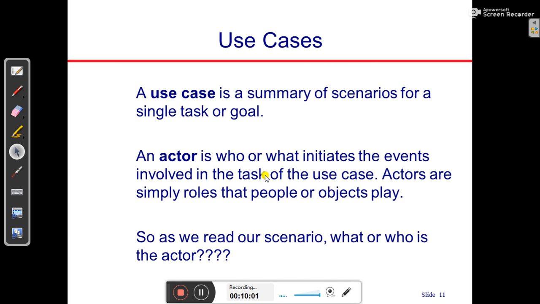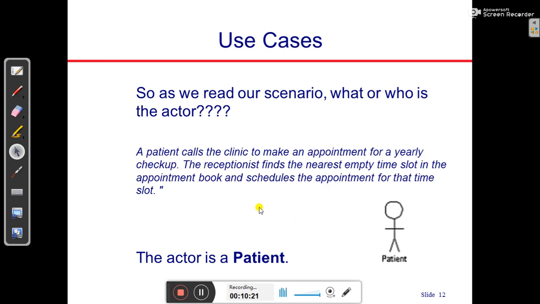A use case is a summary of scenarios for a single task or goal. An actor is who or what initiates the events involved in the task of the use case. Actors are simply roles that people or objects play. So as we read our scenario, what or who is the actor? In this scenario, a patient called the clinic to make an appointment for a yearly checkup. The receptionist finds the nearest empty time slot in the appointment book and schedules the appointment for that time slot. So now, our actor, we can see that the patient is one actor.